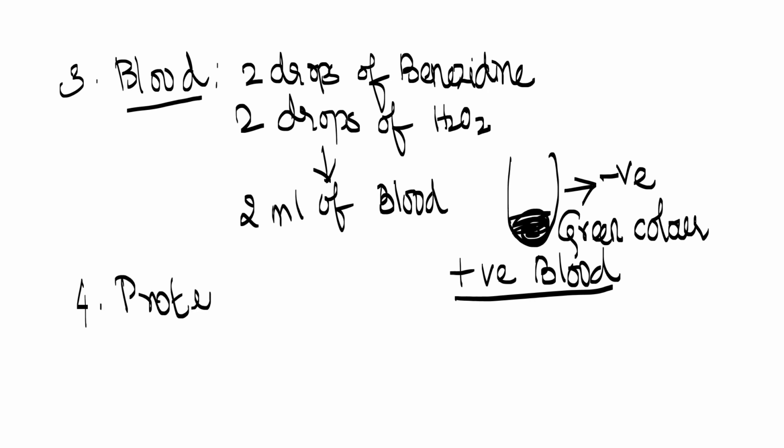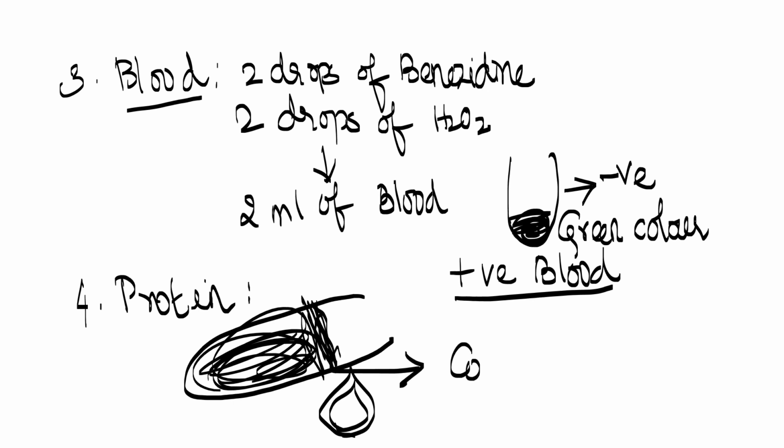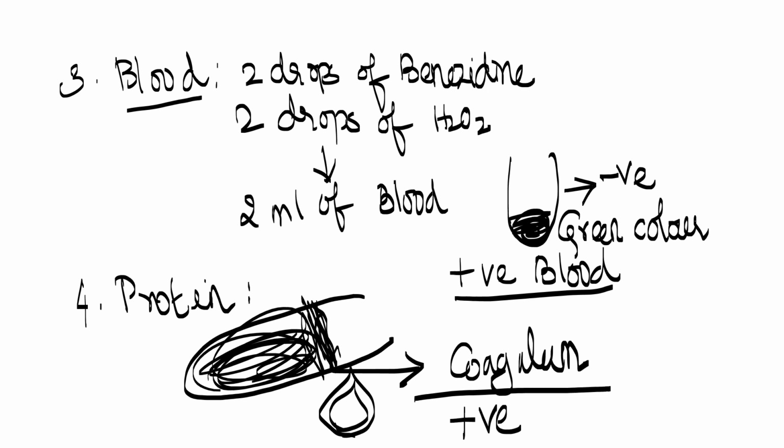Protein is a very simple test. It's a heat coagulation test. Fill three-fourths of the test tube with the urine sample and then heat the upper portion. If you heat the upper portion, a coagulum is formed. That means protein is getting denatured. If you see a white coagulum, then it shows positive, that means presence of protein in the urine sample. If no coagulum is formed, then it shows the absence of protein. So with this test you can identify the protein in the sample.